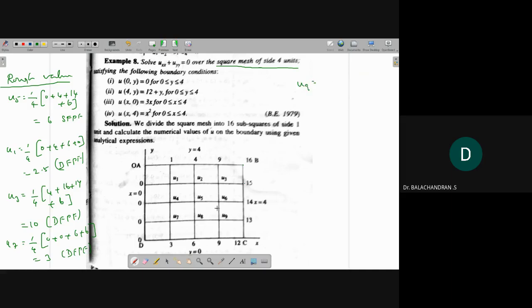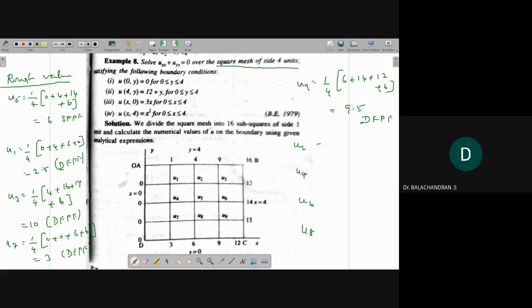And then U9. For U9 you should use U5 again. U5 is 6 plus 14 plus 12 plus 6. So you get 38 by 4, 9.5. Please check it. This is the diagonal 5-point formula. So now remaining are U2, U4, U6, U8.